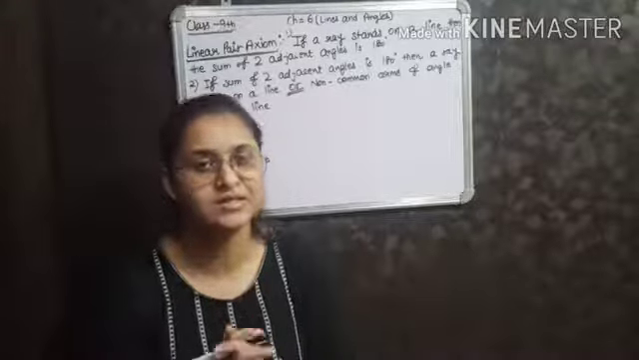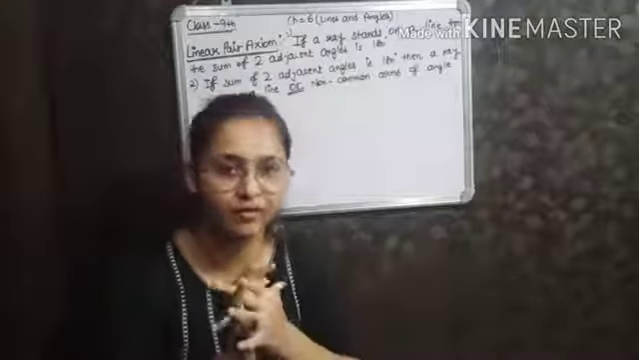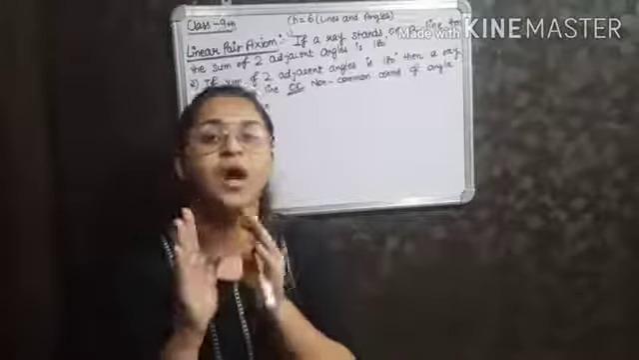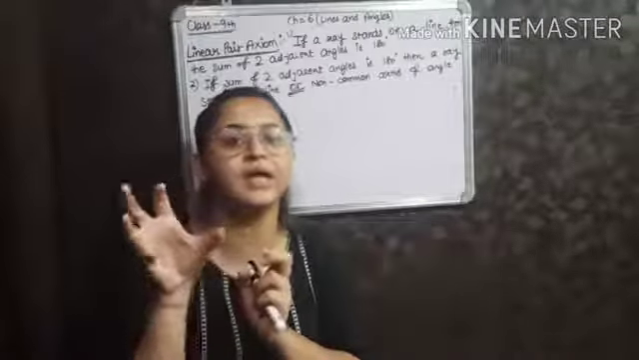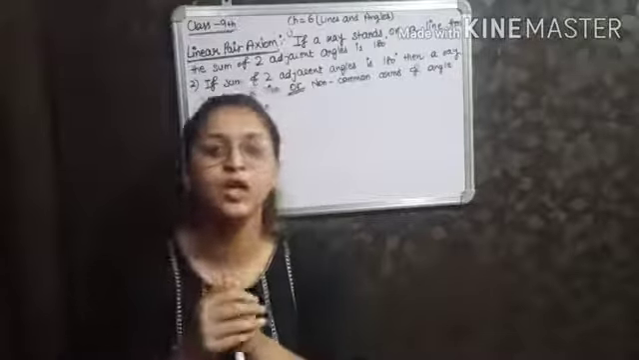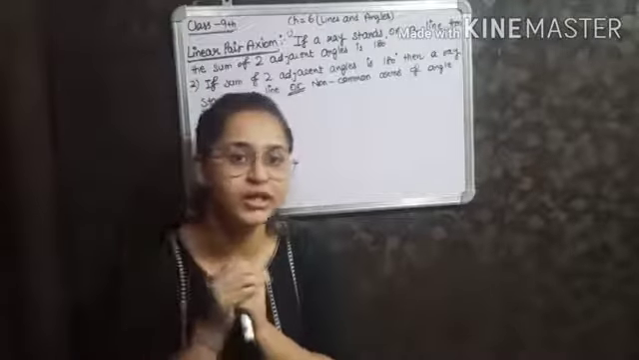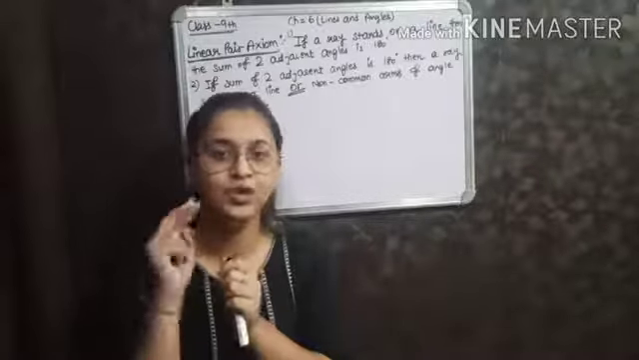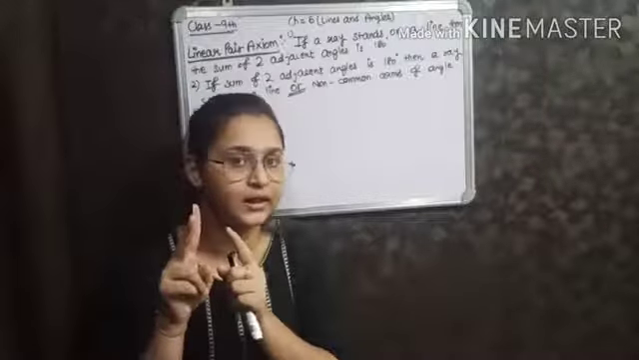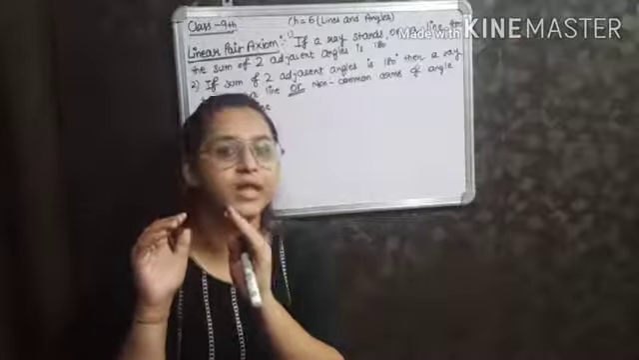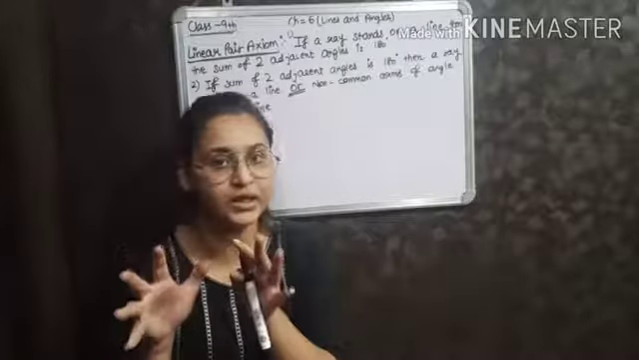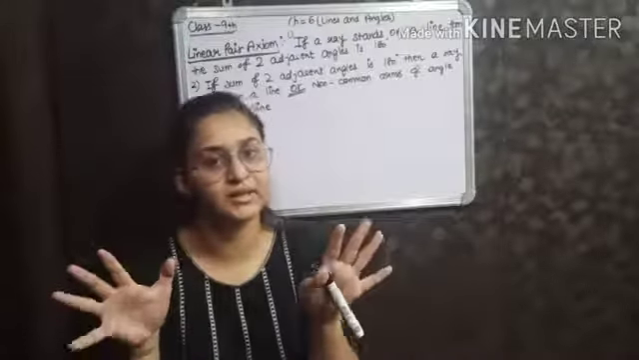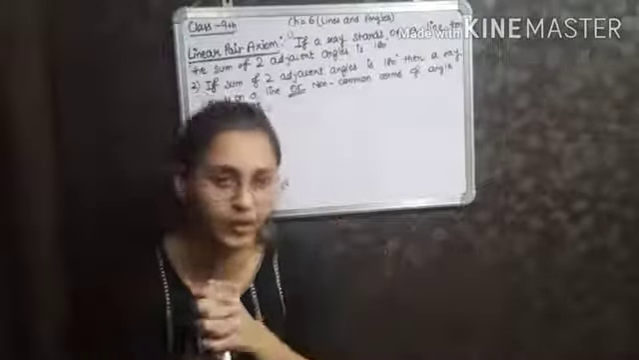In chapter 6, that is lines and angles, we have two axioms, and both of these two axioms together are known as linear pair axiom. First of all, you know very well what a linear pair of angles is. Linear pair of angles means if we have two adjacent angles, then the sum of these two angles is 180 degree, and the non-common arms of the angles make a line. Then this pair is known as linear pair of angles.